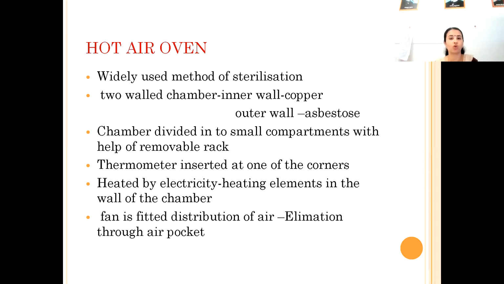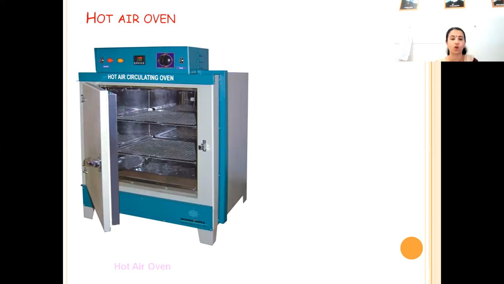Next one is the hot air oven. This is a widely used, common method of sterilization. The structure of the hot air oven is a two-wall chamber. The inner wall is composed of copper and the outer wall contains asbestos. The chamber is divided into small compartments with the help of removable racks. A thermometer is inserted at one of the corners, and it is heated by electricity. Heating elements are in the wall of the chamber, and a fan is fitted for the distribution of air through the elimination of air pockets.